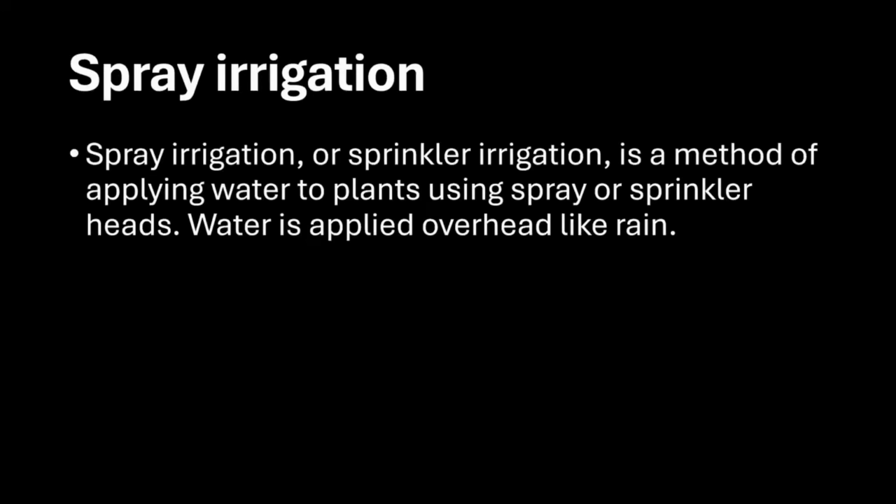Spray irrigation. Spray irrigation or sprinkler irrigation is a method of applying water to plants using spray or sprinkler heads. The water is basically applied overhead like rain.